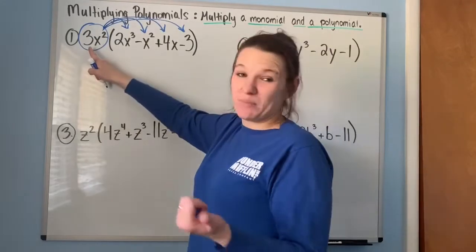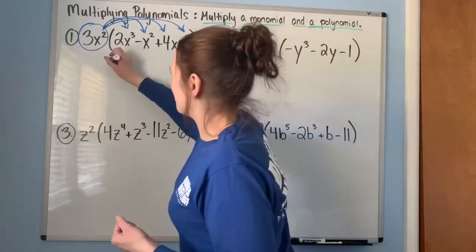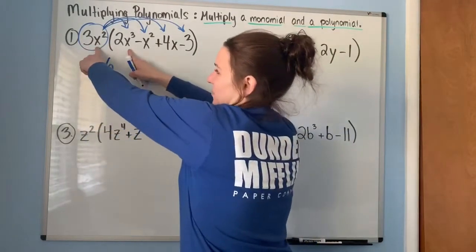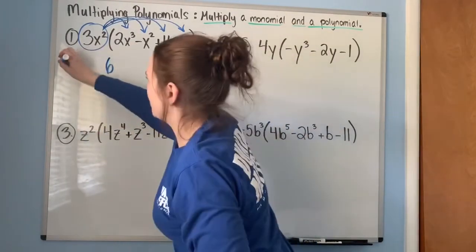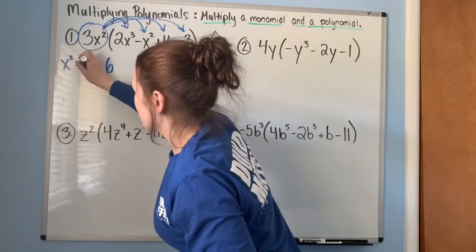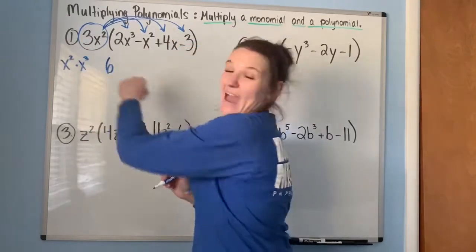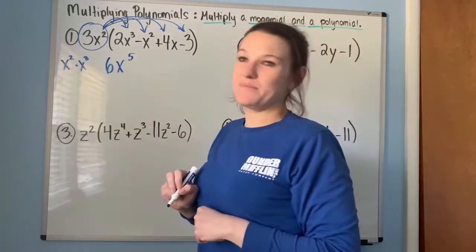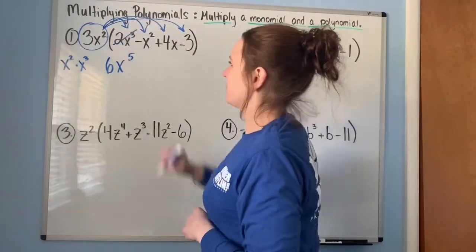We're going to multiply our numbers. 3 times 2 is 6. And then let's not forget about our variables. So x squared times x to the third. If you wrote it out over here, we know we'd add those exponents and that would get us x to the fifth. All right, that one's done.